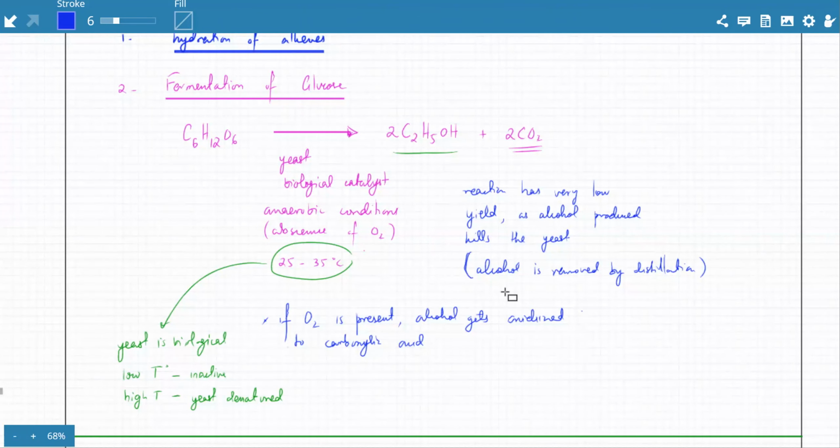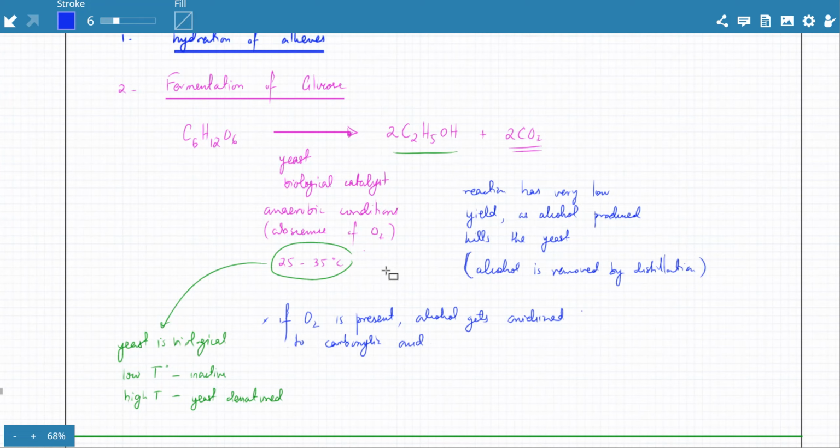And the reaction has very low yield. It doesn't produce a lot of ethanol. Why? Because the alcohol is an antibacterial, which is why you're using your hand sanitizers. Alcohol kills the yeast. So as soon as alcohol is produced, it starts killing the yeast that is producing it. So most of the yeast would eventually die because of the production of ethanol. So not a lot of ethanol is going to be produced.